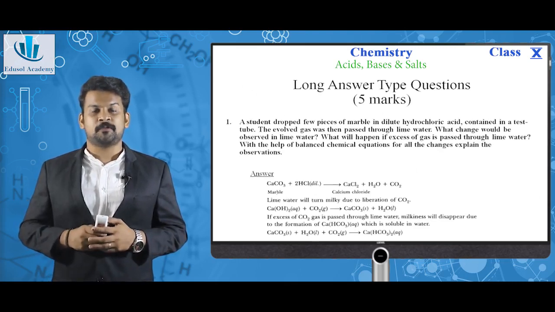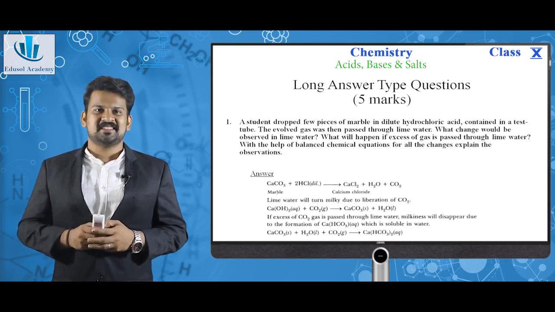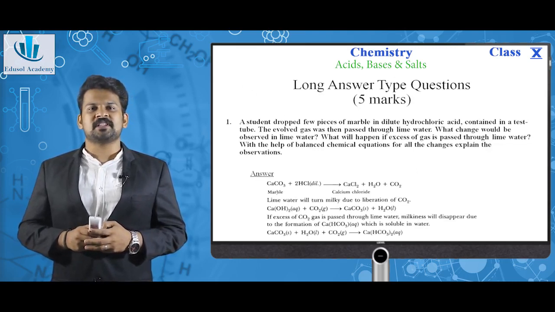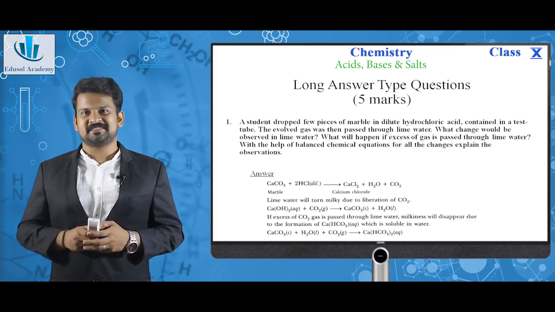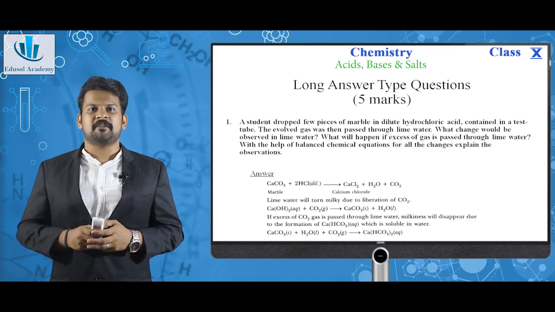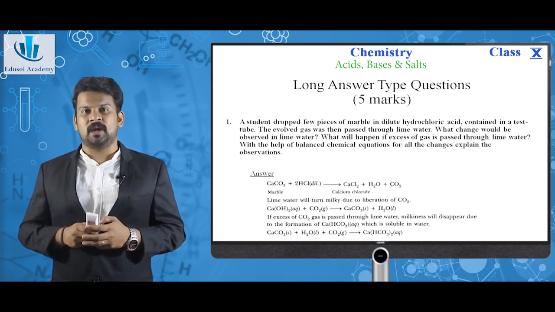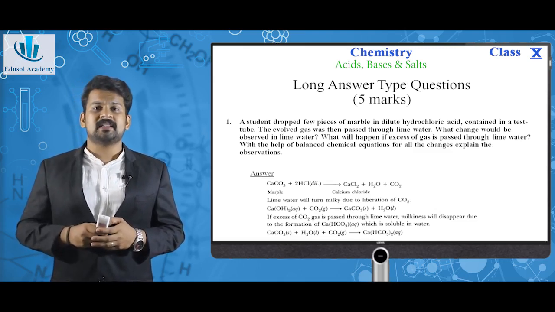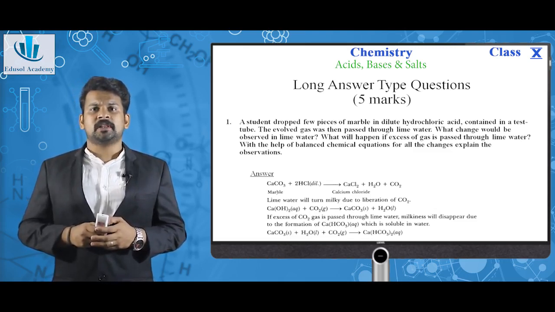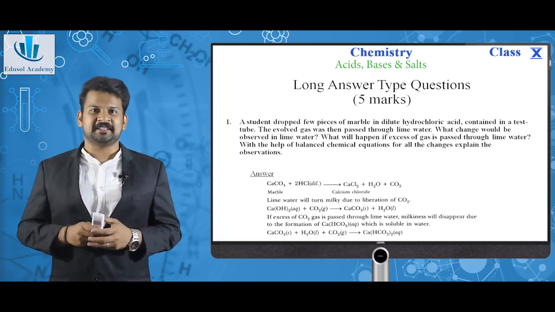Long answer questions, 5 marks. A student dropped few pieces of marble in dilute hydrochloric acid contained in a test tube. The evolved gas was then passed through lime water. What change would be observed in lime water? What will happen if excess of gas is passed through lime water? With the help of balanced chemical equation for all the changes, explain the observation. So what just happened here?